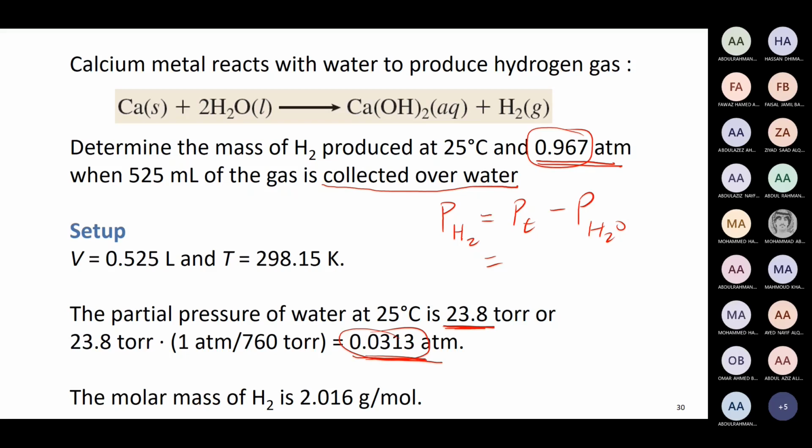All right, what is it? Give me the answer. It's 0.9356 atmosphere. Good. Now you have the pressure of only the hydrogen, the volume, and the temperature. What can you calculate? n. As simple as that. PV over RT. How easy. But don't forget to subtract the pressure of the water if you are collecting things over water. Clear, guys?